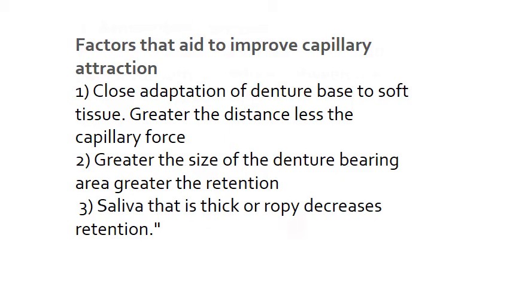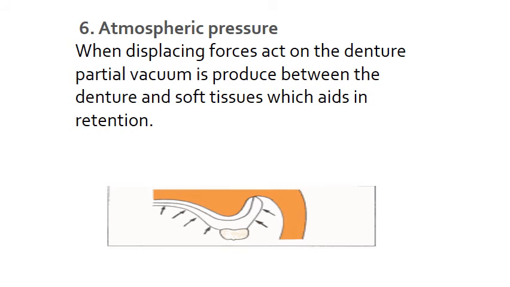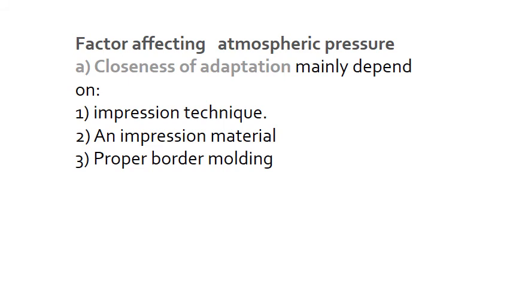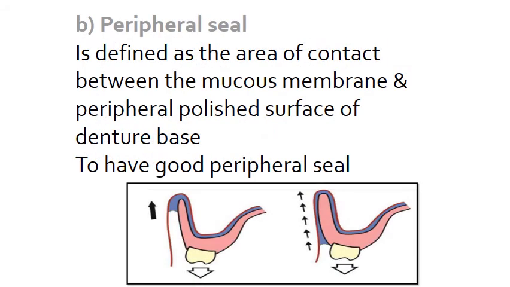Atmospheric pressure. When displacing forces act on the denture, a partial vacuum is produced between the denture and the soft tissue, which aids in retention. The factor affecting atmospheric pressure is closeness of adaptation, which mainly depends on the impression technique, the impression material and proper border molding. Peripheral seal is defined as the area of contact between the mucous membrane and the peripheral polished surfaces of the denture base.